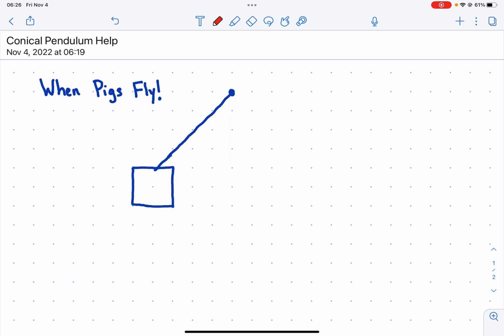So acting on our pig is going to be a gravitational force that's pointed down, and then you're going to have a tension force that's pointed up at an angle. Okay? We're going to want to sum the forces, so let's go ahead and do that for the y direction. So our first equation will be the net force in the y direction.